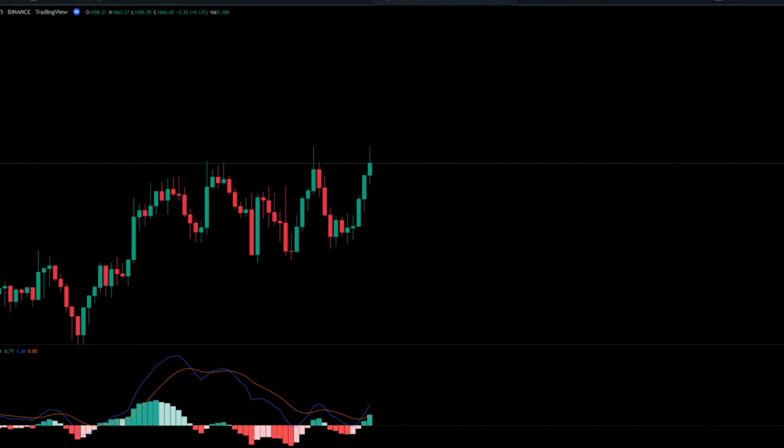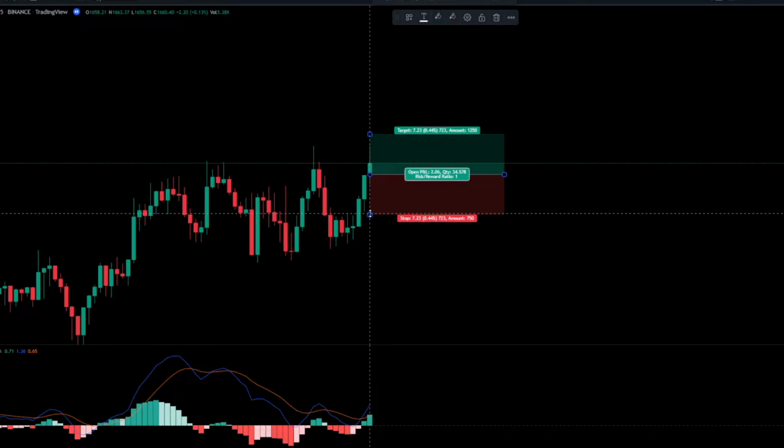For buying a long trade, we look for these conditions. When you see a green color in the histogram, check the green candle if it's a strong bullish candle, and check the line crossover in MACD. Place your trade at the next candle and set stop loss below the last swing low, and the target is going to be 1.5.